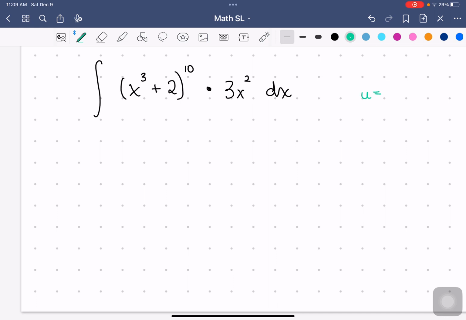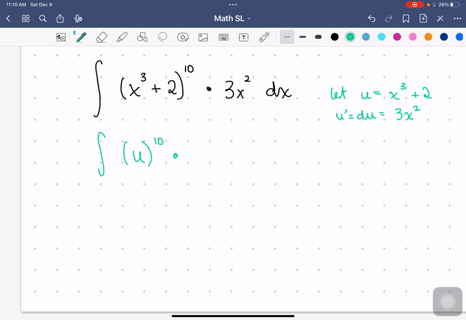Let's start out with setting my u: let u equal x cubed plus 2. Now, my u prime, which is my du, is going to be 3x squared. This goes into 0. So now, let's substitute. We're going to have u to the power of 10 times, how am I going to get, oh, look at that. It's already set for us. We don't even need to multiply it by 3. We already have our perfect du.